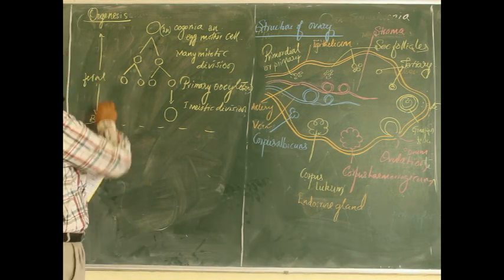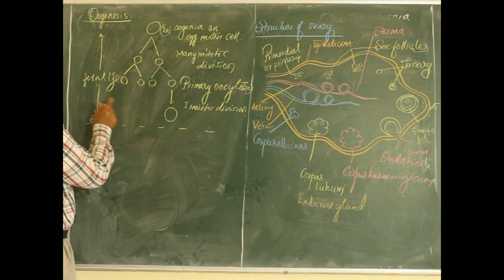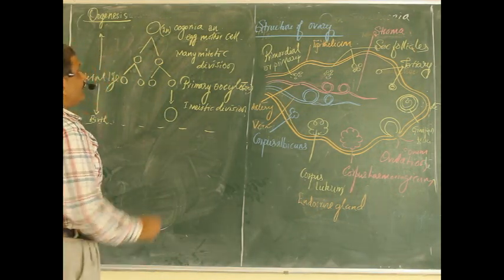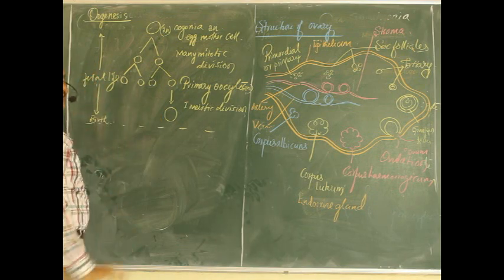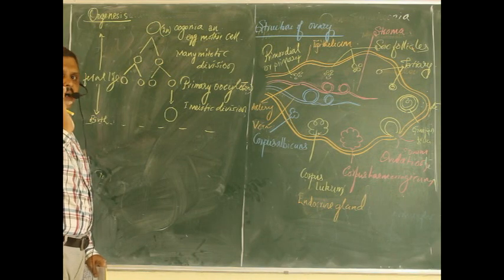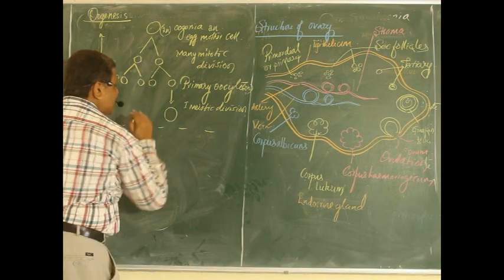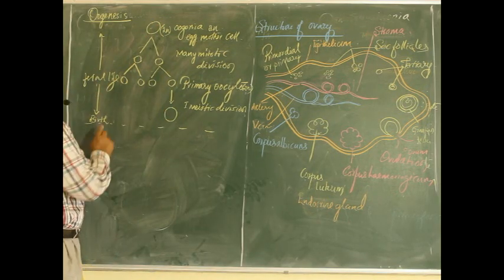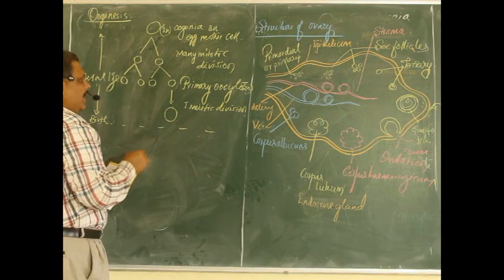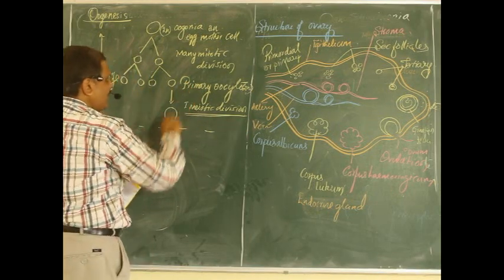Fetal life. These occur in the embryonic stage itself. Because I am writing it specifically, they may ask a competitive question: from which stage to which stage, where exactly it takes place. So, you must store it in your mind that from this stage to this stage, it occurs in fetal life, before birth. The stage which undergoes first meiotic division is the next process of primary oocyte.